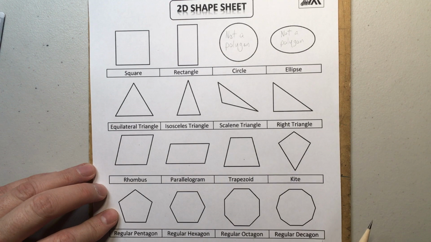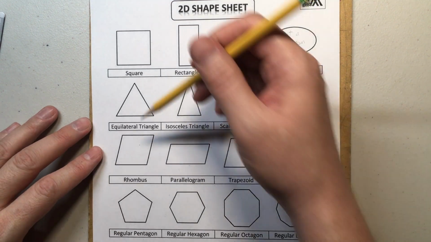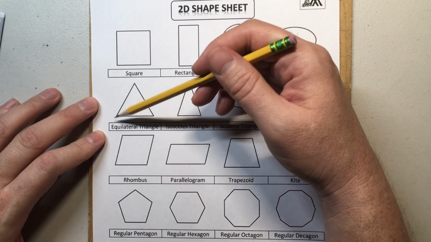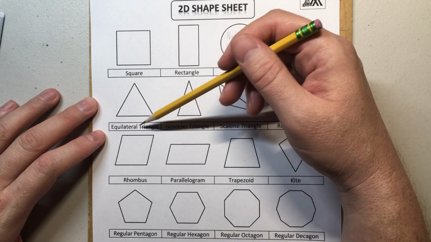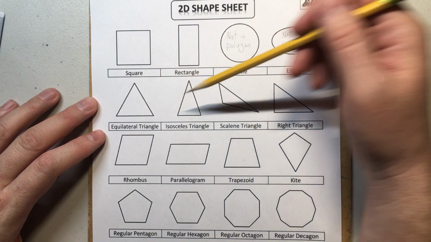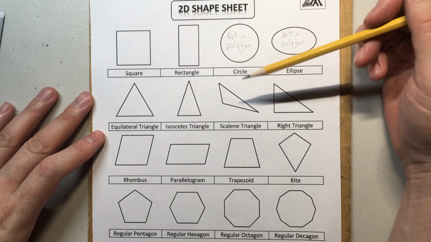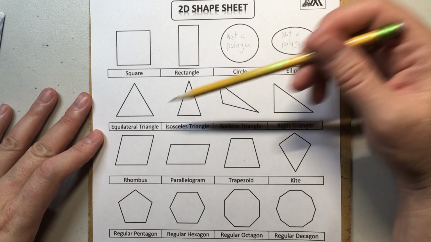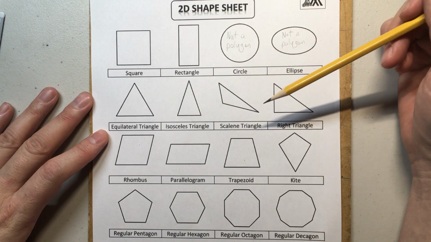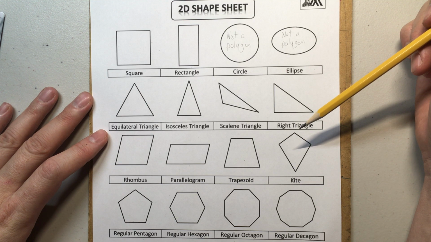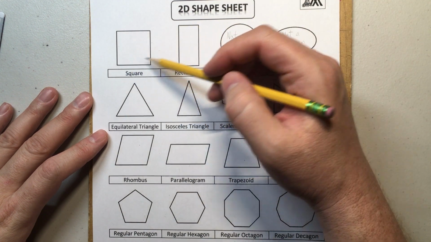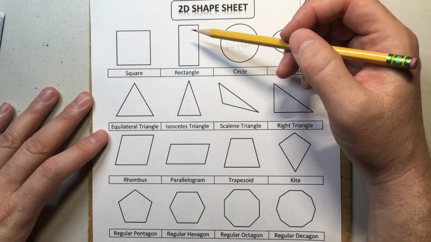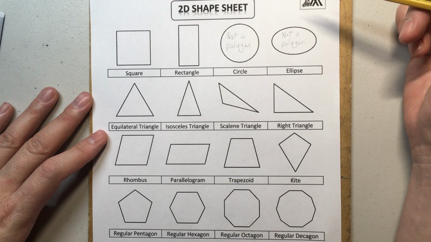That's why it's called regular. So the equilateral triangle, it says equal because all of these sides are equal. You could also call it a regular triangle if you wanted to. That's fine. Now the square is a regular polygon as well because it has all equal sides.